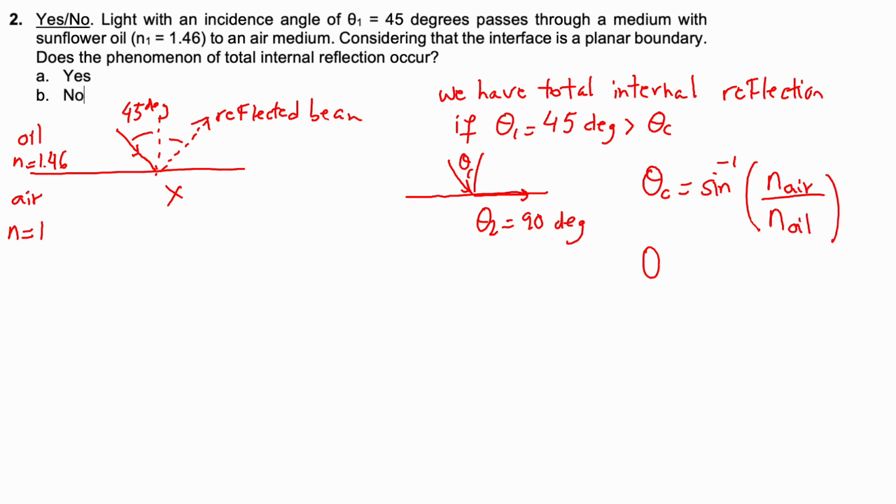So that critical angle is 43.23 degrees. So theta 1 is higher than the critical angle. So the answer is yes, we're gonna have total internal reflection.